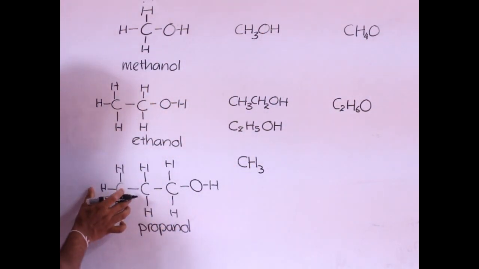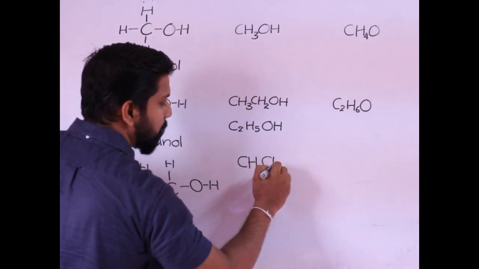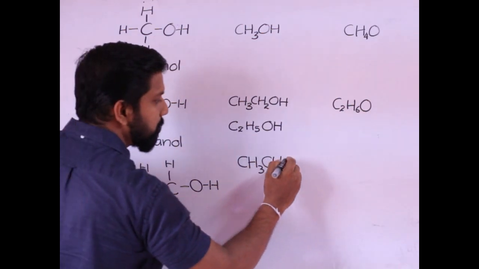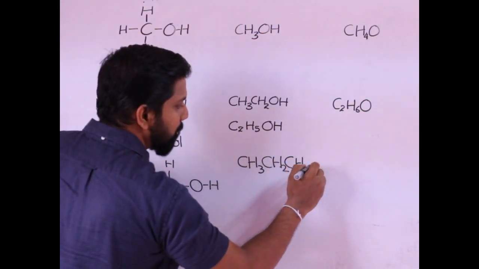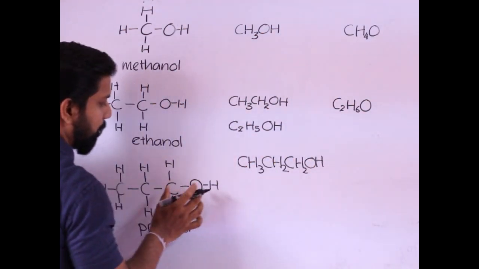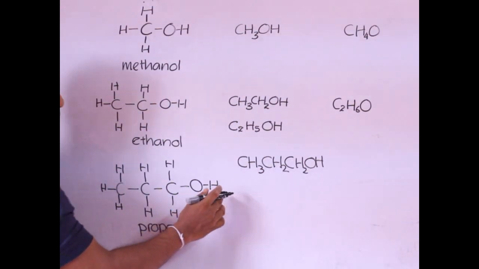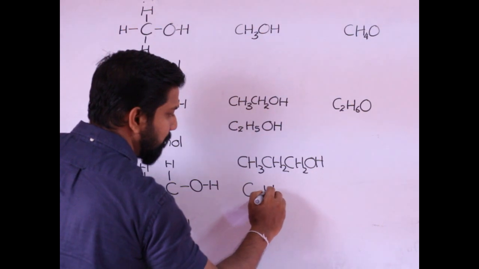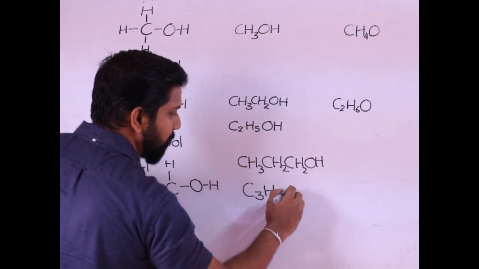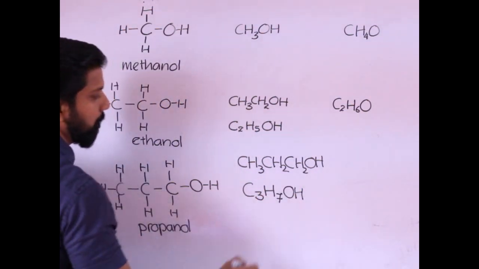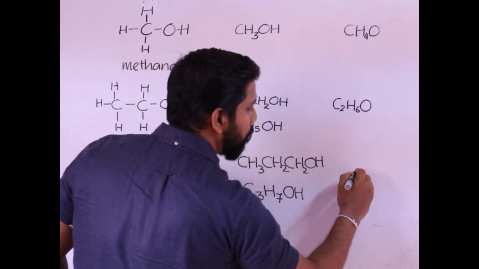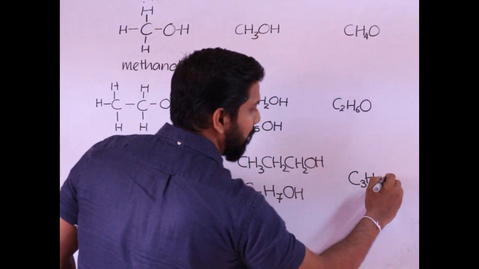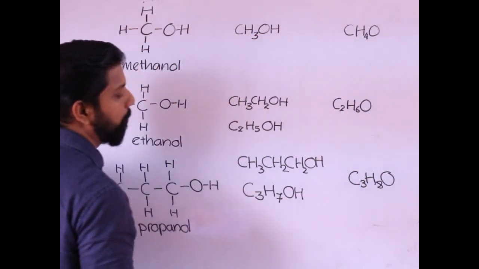CH3, this CH3, CH2 the middle carbon with the two hydrogens, CH2OH is the corner carbon with the OH group. And further condensing this, we can write C3H7OH. Here is the molecular formula of propanol, C3H8O.